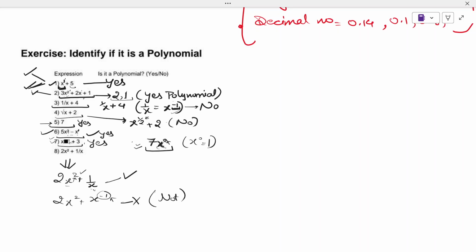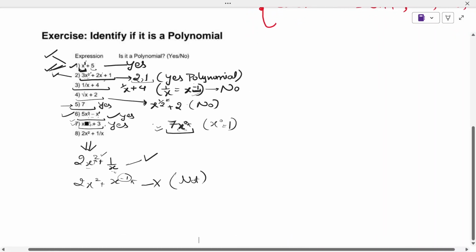Not a polynomial. Now, I think we know what is a polynomial and what is not a polynomial. Now, let's move to our next topic.